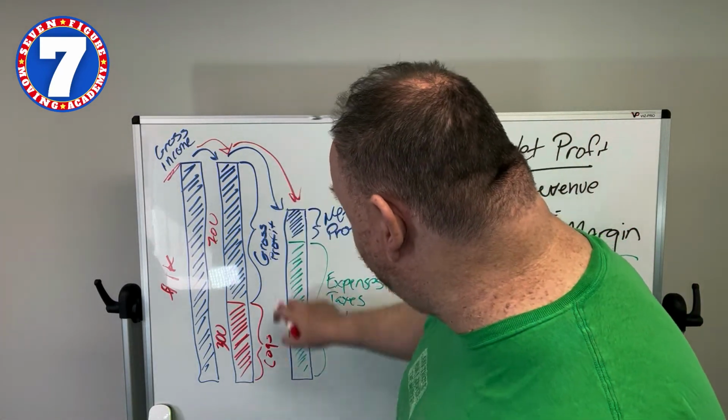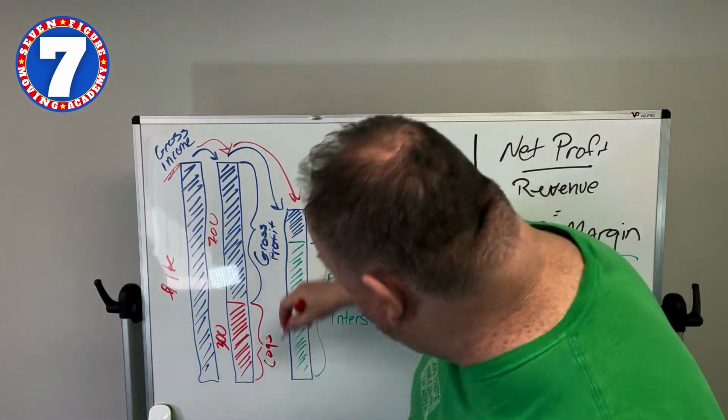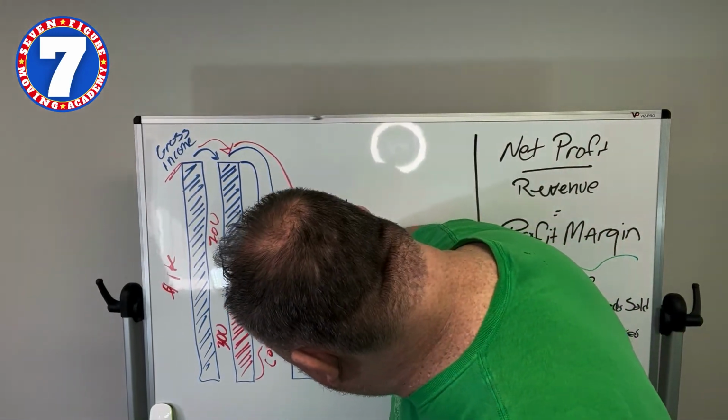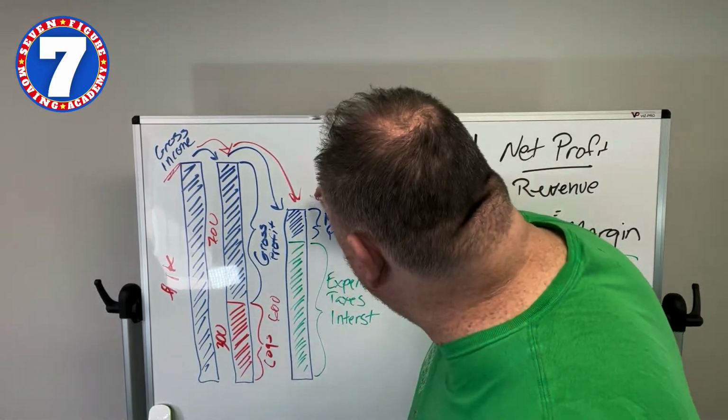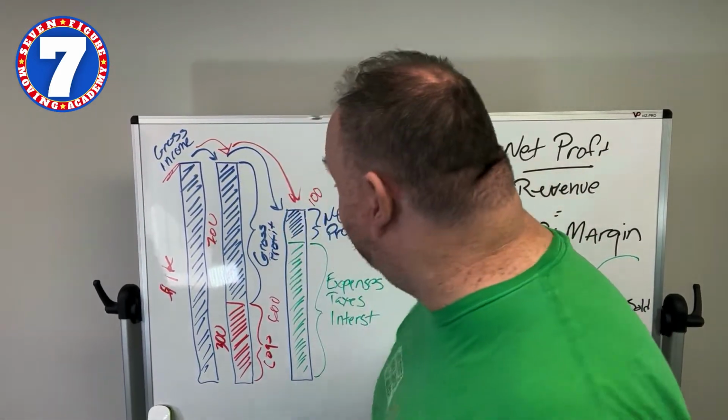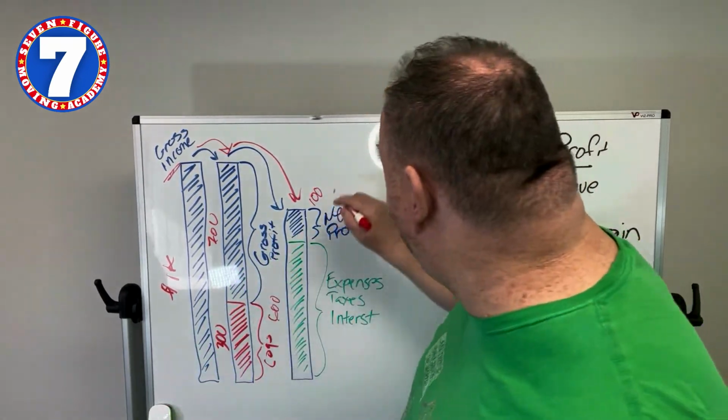So out of this $700, the $600 is all your operating expenses and your taxes. What you have left over is $100. So your net profit is $100.